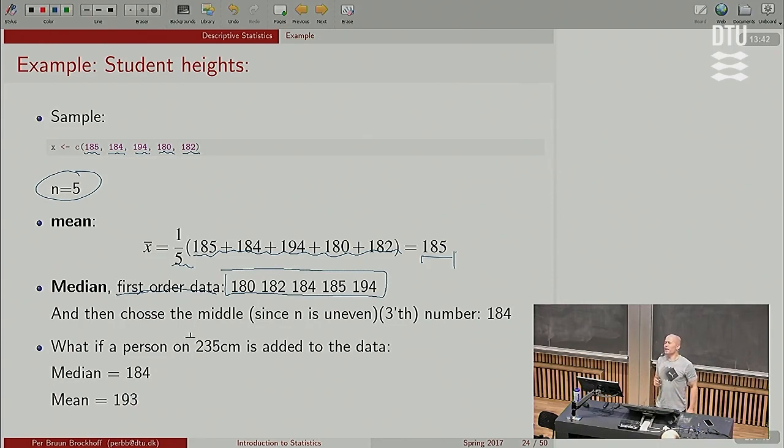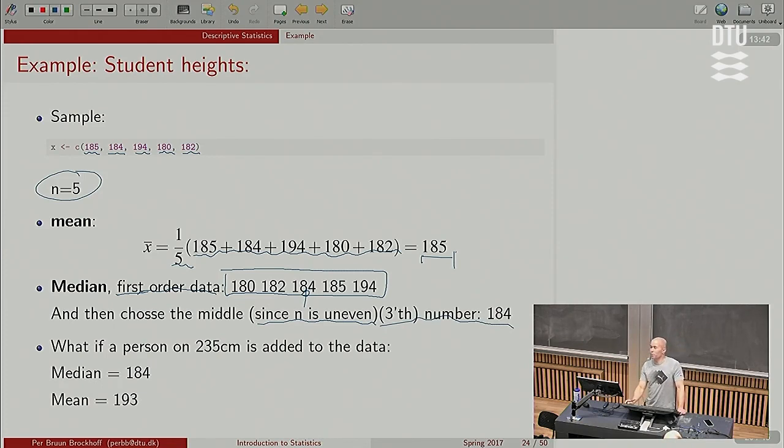When choosing the middle, we have 2 situations that could occur to us. First of all, if the n is uneven, the middle number is well defined to be 184 centimeters, which would be the 3rd number.